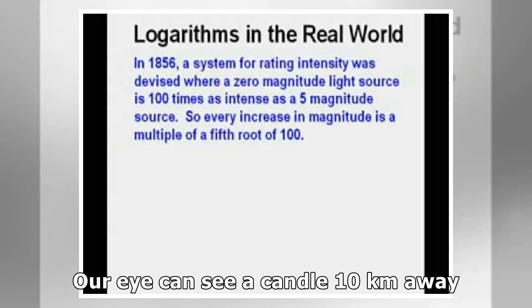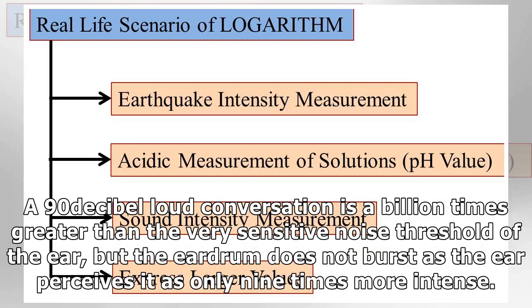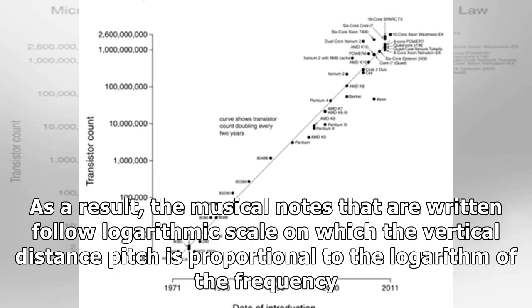Our eye can see a candle 10 kilometers away. The intensity of moonlight is a billion times higher, but the eye perceives it as only 9 times higher. Log billion is 9, so that moonlight does not scorch our eye. A 90 decibel loud conversation is a billion times greater than the very sensitive noise threshold of the ear, but the eardrum does not burst as the ear perceives it as only 9 times more intense. The human ear is extremely sensitive, able to notice a change in pitch caused by a frequency change of only 0.2%. As a result, the musical notes that are written follow a logarithmic scale on which the vertical distance, pitch, is proportional to the logarithm of the frequency.